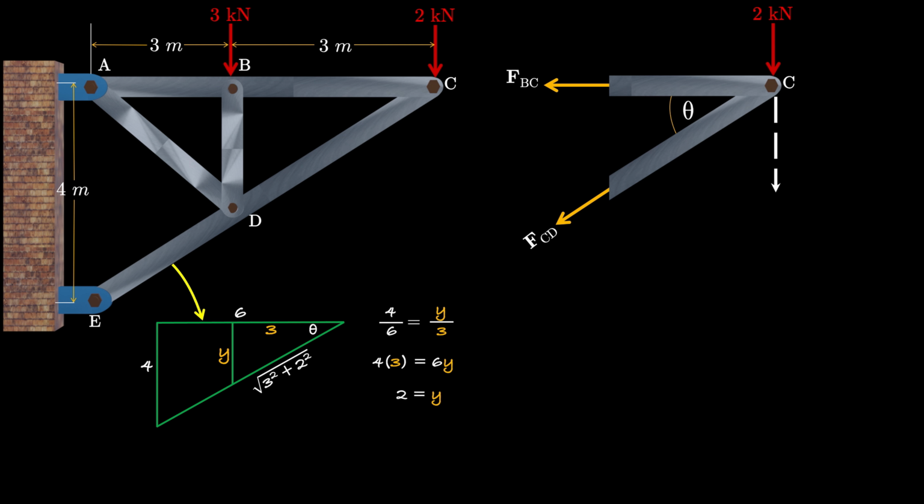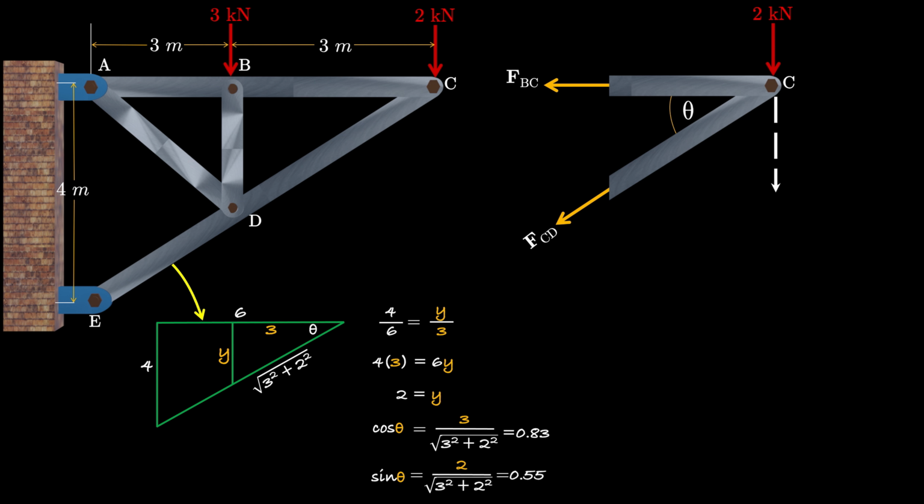So cos theta is going to be adjacent over hypotenuse, that is going to be 3 over the square root of 3 squared plus 2 squared, and if we simplify that, we're going to get 0.83. And sin theta is going to be opposite, which is 2, over hypotenuse, which is the square root of 3 squared plus 2 squared. And if we simplify that, we're going to get 0.55.